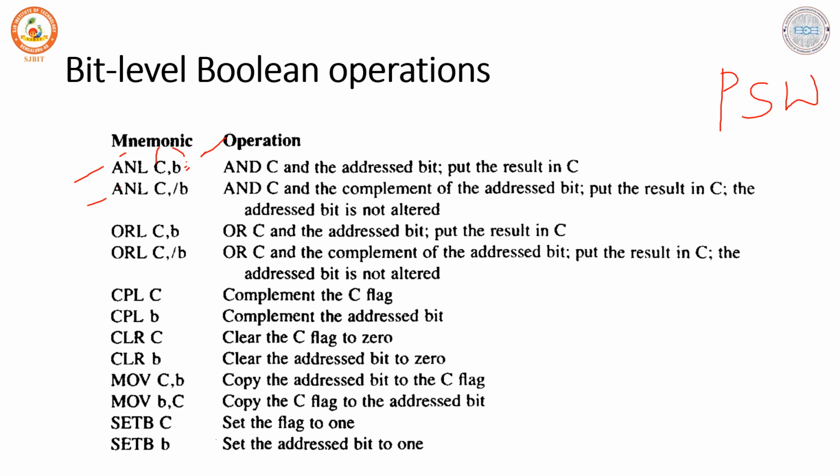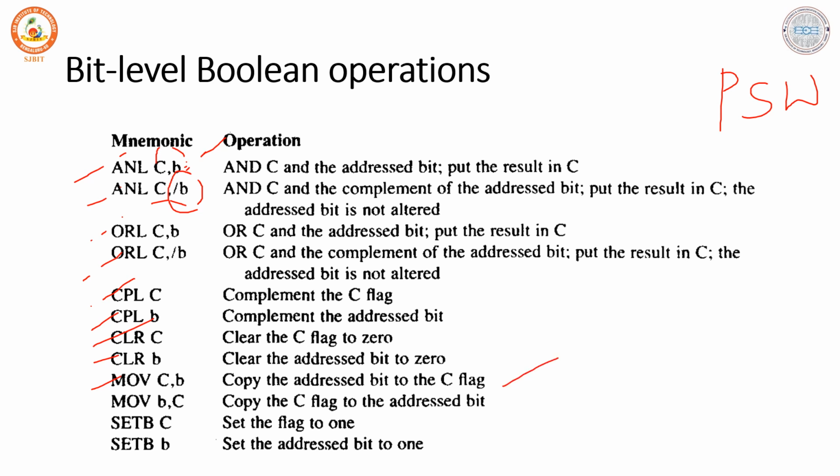Similarly, ANL C, /B. Here the slash indicates the complement of that particular addressed bit. Whether it is 0 or 1, we take its complement and put the result in C. OR operations also have the same instructions. CPL C complements the carry flag, CPL B complements the addressed bit, CLR C clears the content of the C flag to 0, CLR B clears the addressed bit to 0.